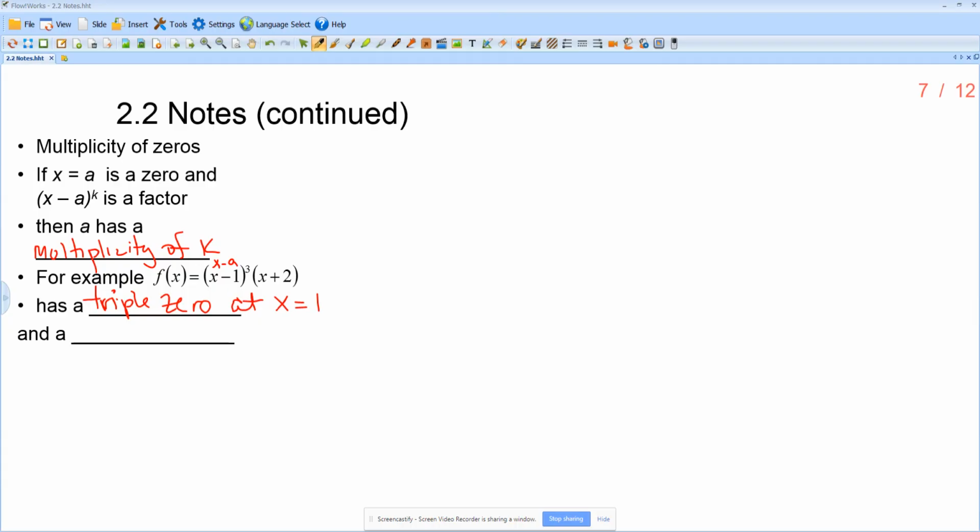And we have a single zero, or just a 0, but for the sake of multiplicity, we'll say single zero at x equaling negative 2. If we wanted to graph this, let's make ourselves a better little graph. Here, we know that we have a 0 at 1 and a 0 at negative 2.